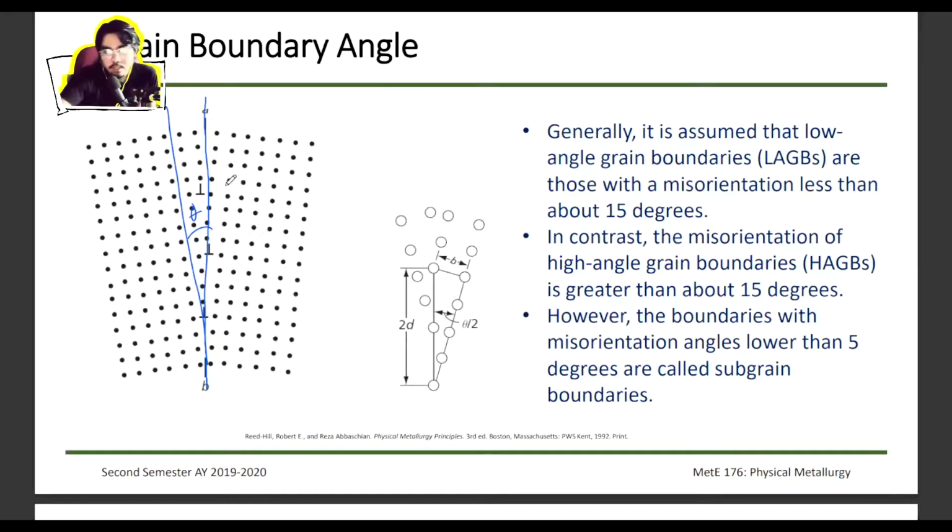Now, if you have what we call as a low angle grain boundary, this is when you have a misorientation of less than 15 degrees lang. So anything more than 15 degrees, then you have what we call as a high angle grain boundary. Okay. And now this is important because of the amount of misfit, so just try to imagine kung mas malaki yung misfit na yan, mas malaki yung strain field.